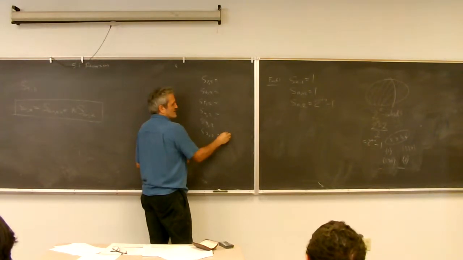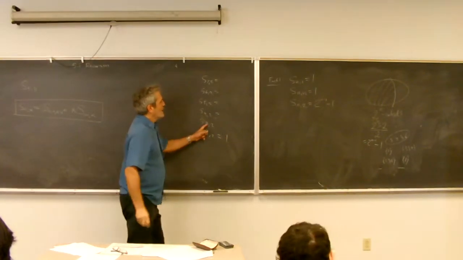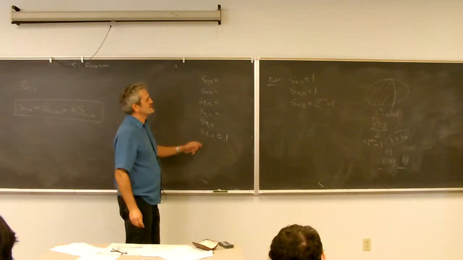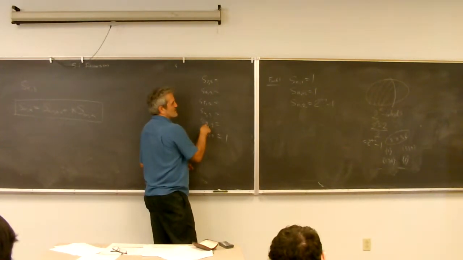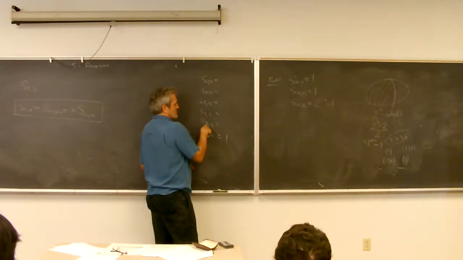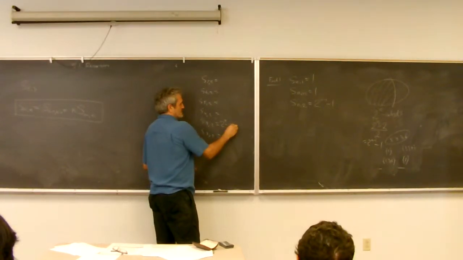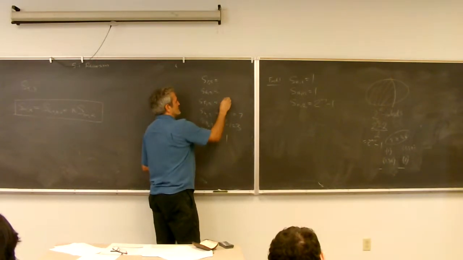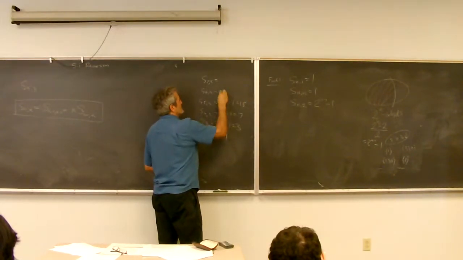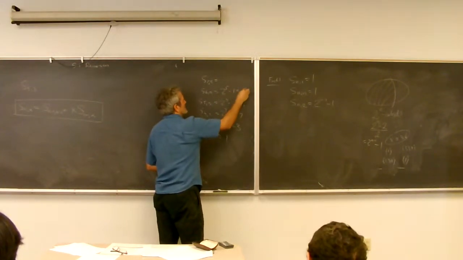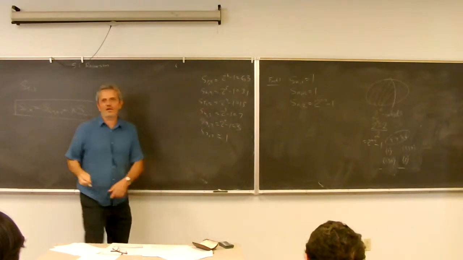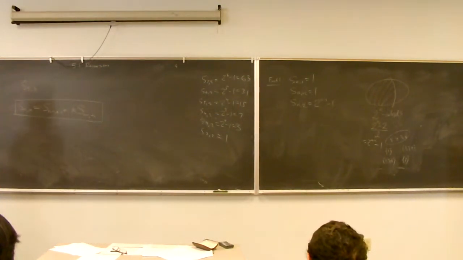S(2,2) you know is what? 1. How much is S(3,2)? Reduce by 1, raise and subtract 1. So what would that be? 2 squared minus 1, which is 3. 2 cubed minus 1, which is 7. 2 to the 4 minus 1, which is 15. 2 to the 5th minus 1, which is 31. 2 to the 6th minus 1, which is 63. Everybody okay with this? So these are the 2's.